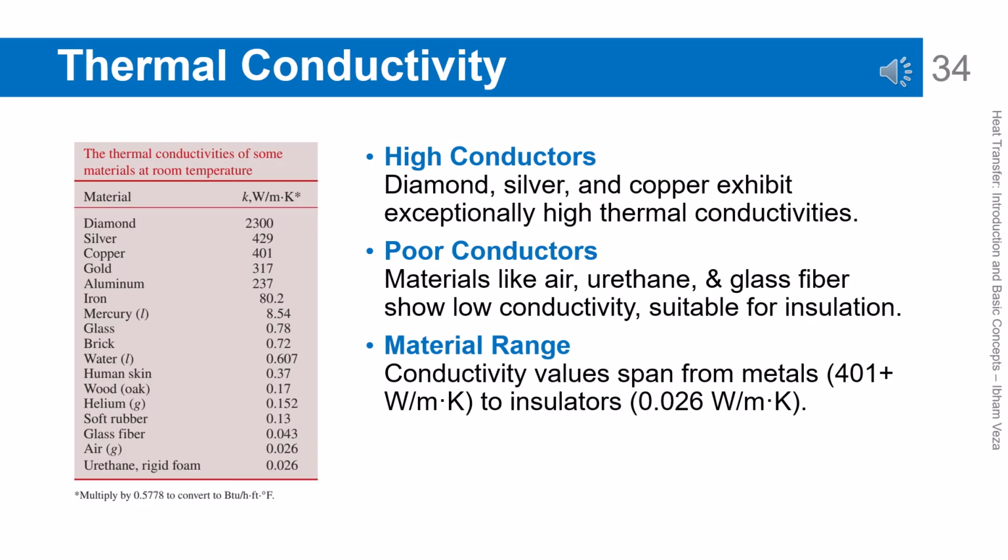In contrast, air and insulating materials such as glass fiber have very low conductivity. The range of conductivity values is very wide, from metals to insulators. This difference explains why metals are suitable as heat conductors and certain materials are suitable as insulators. This understanding is essential in engineering material selection.